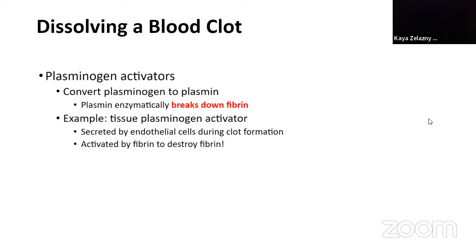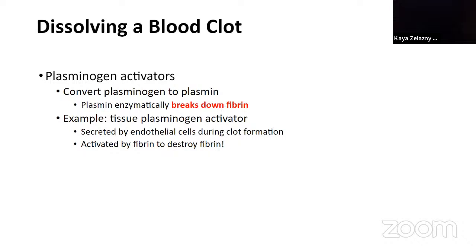Finally, we make a clot to stop an injury. But as we have tissue growth, as we actually heal over, we do want to dissolve that blood clot. We don't want to just be full of blood clots everywhere we have ever had a cut in our lives. So we're going to dissolve the blood clot using something called plasmin. Plasmin is going to be our active form, the molecule that's going to directly break down fibrin, directly break down that clot.